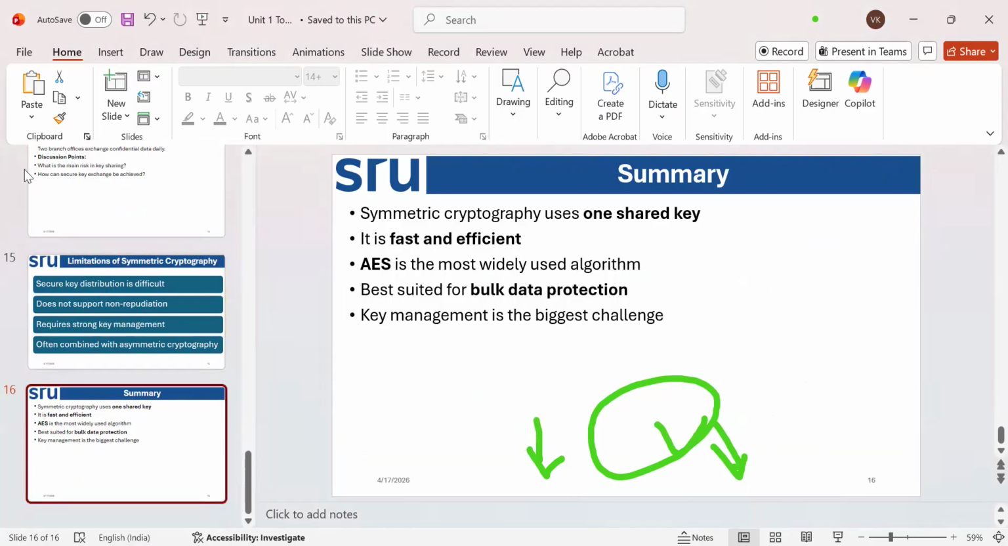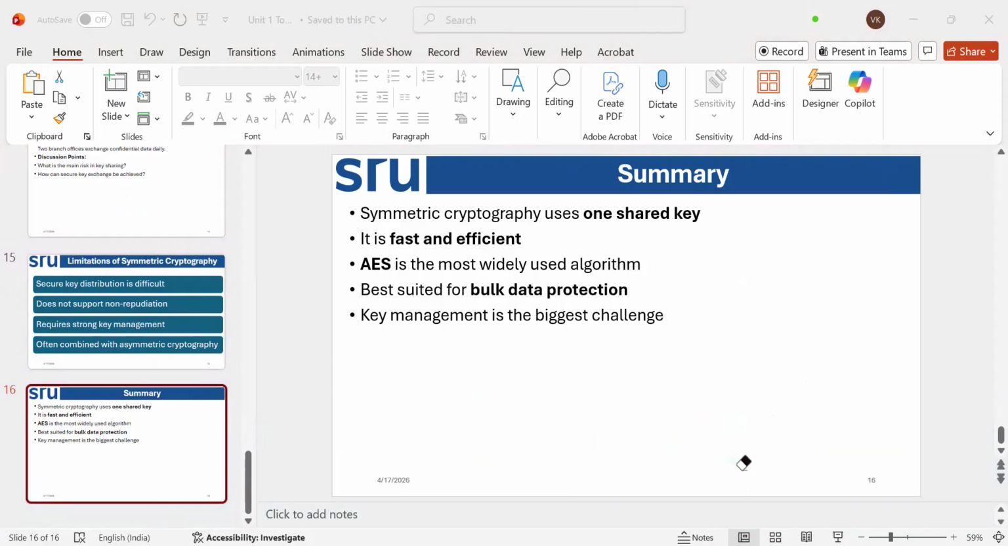Let's see the summary. What we studied in this lecture: symmetric cryptography uses one shared key. It's fast and efficient. AES is the most widely used algorithm in symmetric cryptography, best suited for bulk data protection. Key management is the biggest challenge. The main thing here is that one key is used.